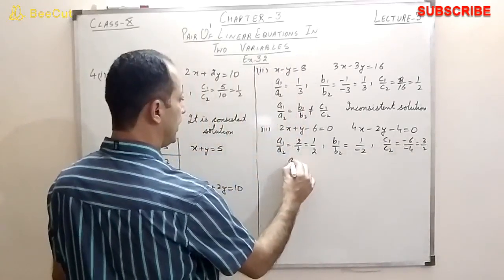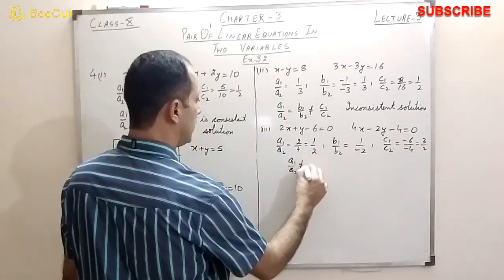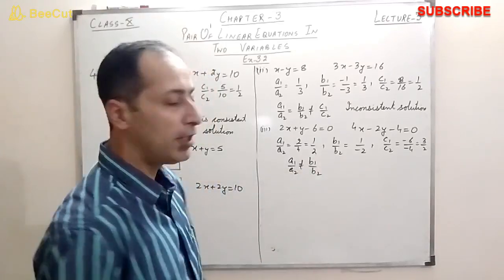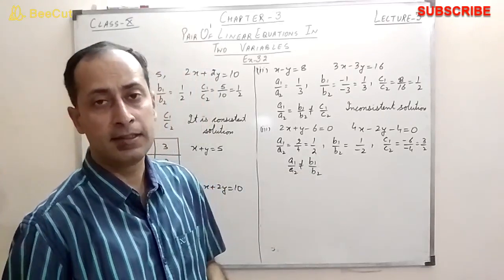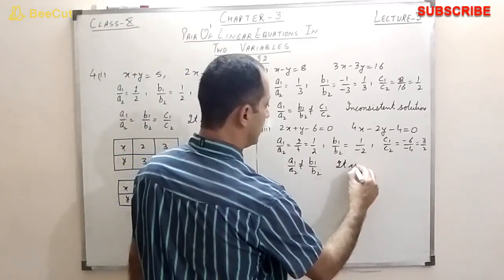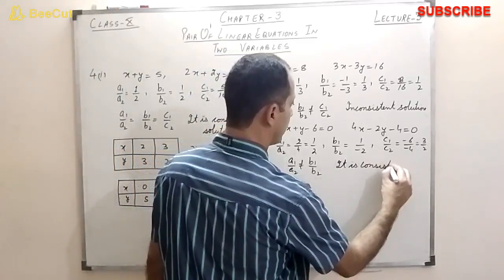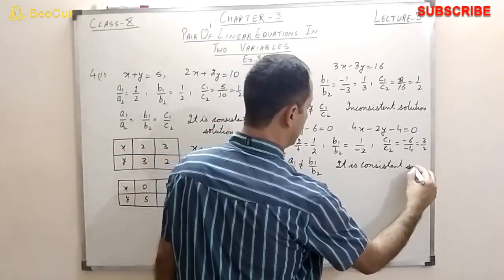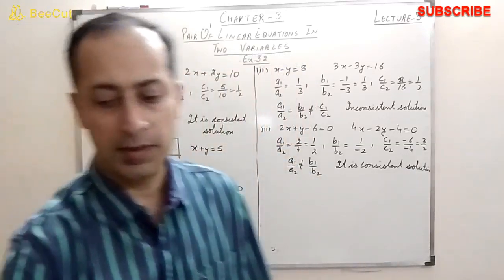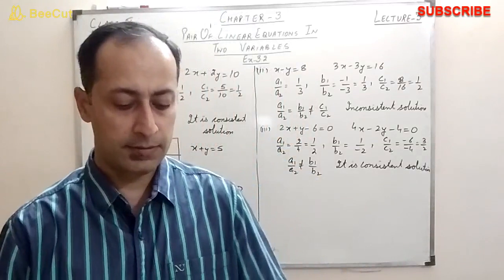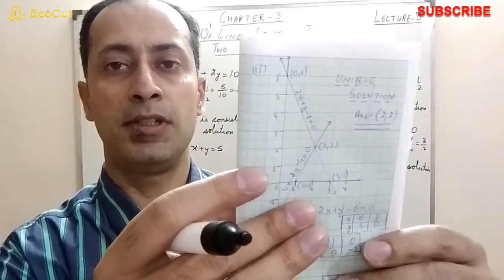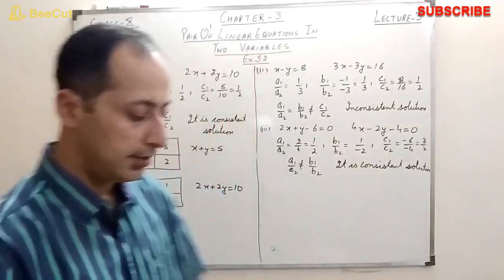So already we can see that a1 by a2 is not equal to b1 by b2, right? If the first two ratios are not equal, then we say it is a consistent solution, right? So it is a consistent solution. Now for the consistent solution, what we have to do is draw the graph. I'll just show you how I have done the graph for this. This is the graph of the third part of this question, right? I will be sharing it with you in the description section.